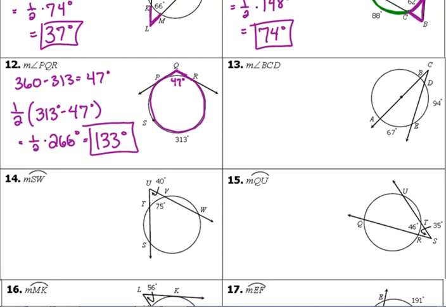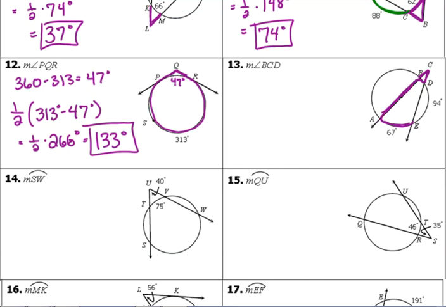All right, number 13, the measure of angle BCD. We have the big arc. We need the little arc. We've got two pieces here, but this circle is chopped up into a few more arcs. Well, there's a special thing going on here.